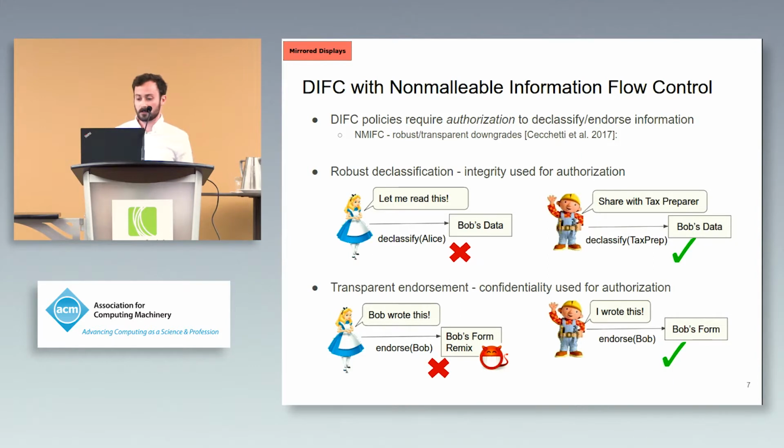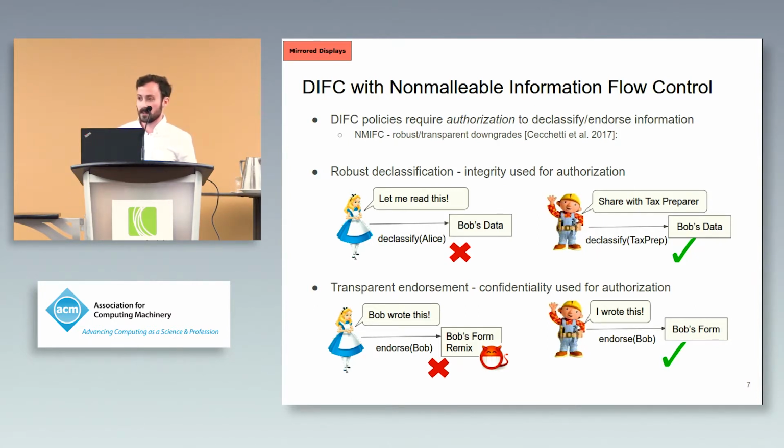Well, at a high level, decentralized information flow control requires some authorization mechanism that controls declassification and endorsements. To do this, we adopt a recent proposal for securely controlling downgrades called non-malleable information flow control. This security property is decomposed into two other properties called robust declassification and transparent endorsement.